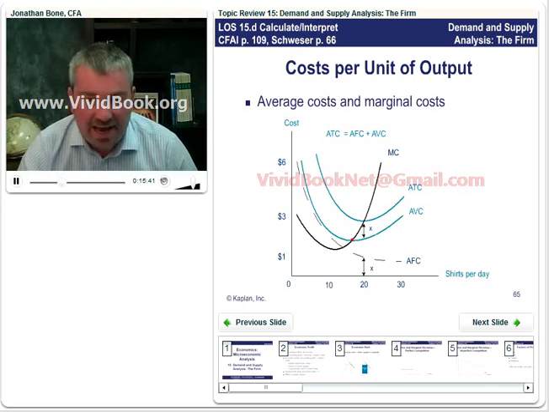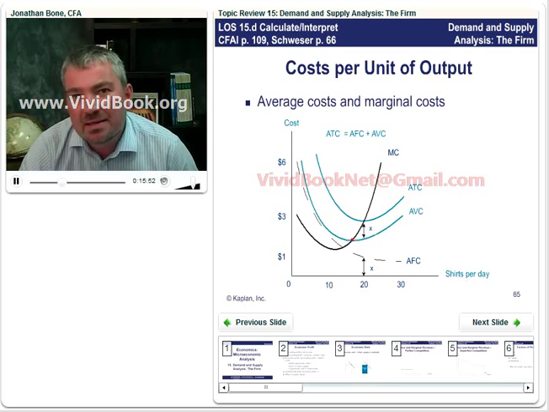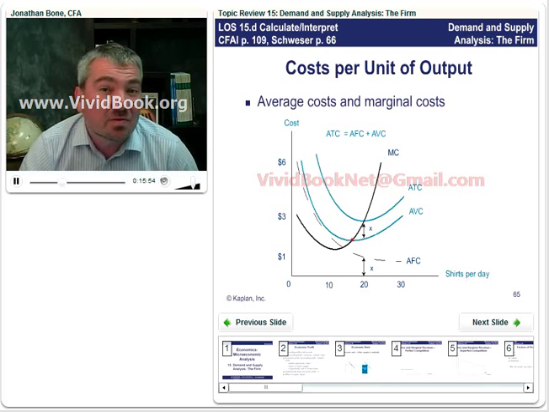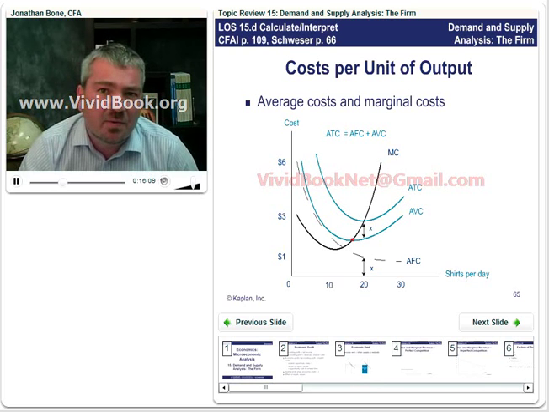Let's start off with the average variable cost curve. What you'll notice is if marginal cost is below average variable cost, if you produce one extra shirt, then average variable cost will fall. As soon as marginal cost goes above average variable cost, if you produce one extra unit of shirts, then average variable cost will rise. In other words, marginal cost will go through the lowest point of the average variable cost curve.